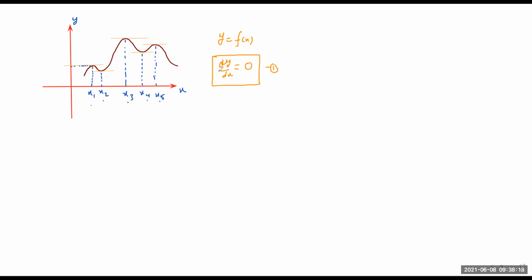Because you are equating slope to 0. So at how many points will you have zero slope? 1, 2, 3, 4, 5. Yes, sir.